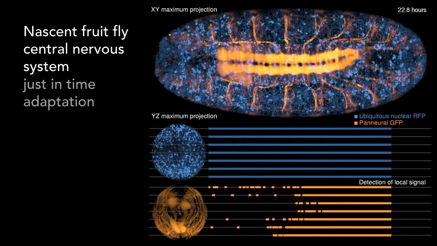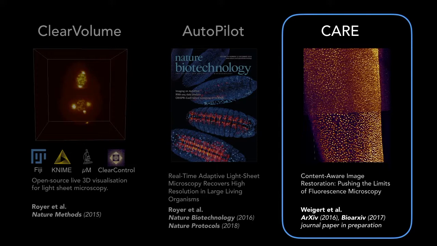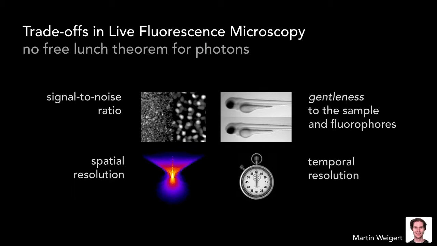So I showed you here how the hardware and the software can push the limits of resolution, but we have recently pushed the image quality further using machine learning. This comes from a simple problem in microscopy: ideally we would like to maximize all these quantities. We would like to have high contrast and very low noise, to be very gentle to the sample and image for very long, and to have higher spatial resolution and very rapid temporal sampling.